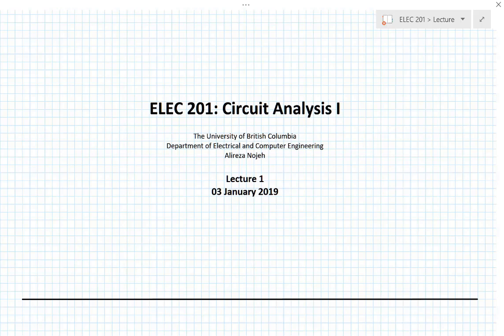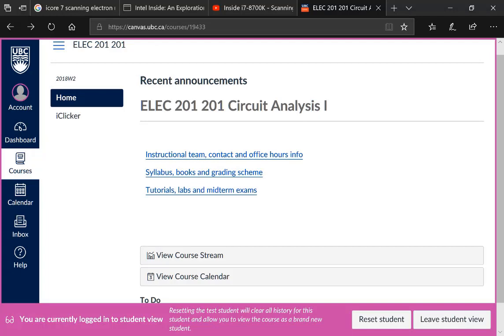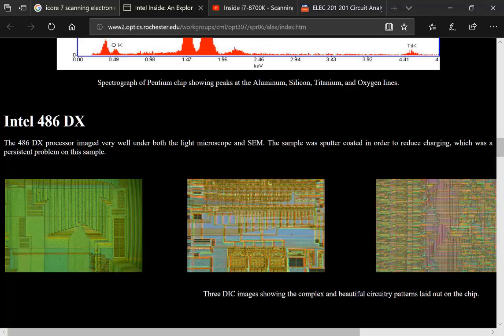Maybe not directly, but online, let's say. A photo of, OK. So I was trying to find some nice ones, and I found a couple of examples here. So this is actually under a regular microscope, I think. This is a photo of the Intel 486.